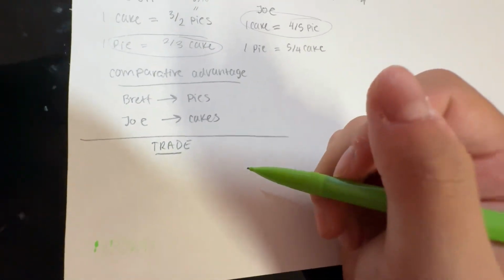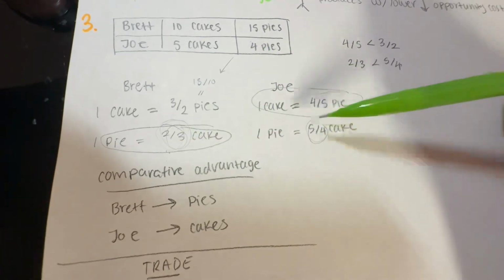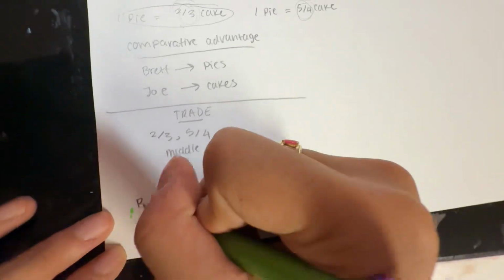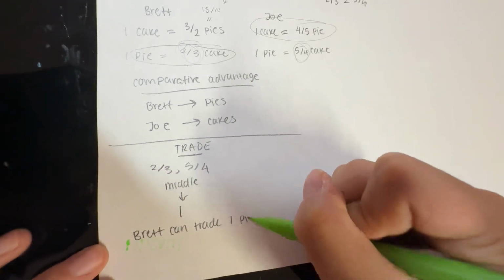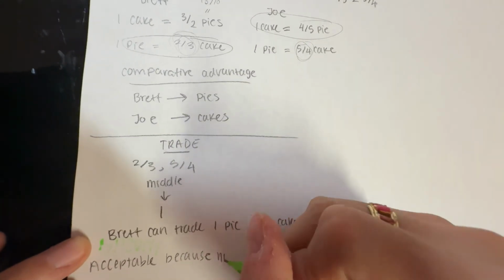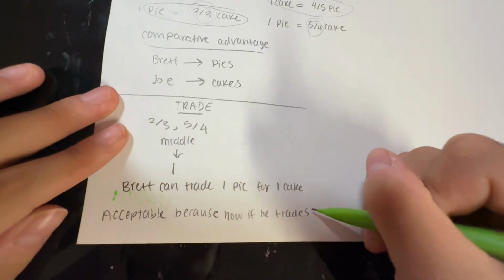Now if Brett traded pies for cake, then an acceptable trade would be a number between 2/3 and 5/4, which would be 1, which means that Brett can trade 1 pie for 1 cake. This is an acceptable trade because now if he trades for 1 pie, he'll get 1 cake instead of 2/3 of a cake.